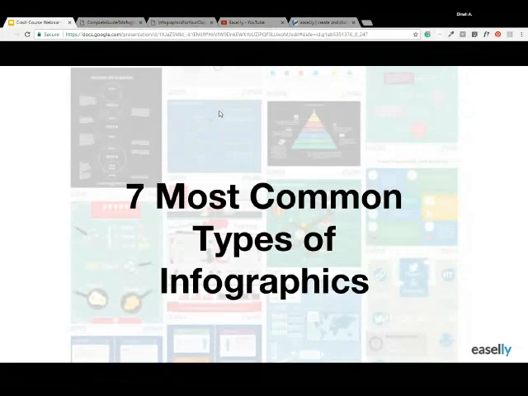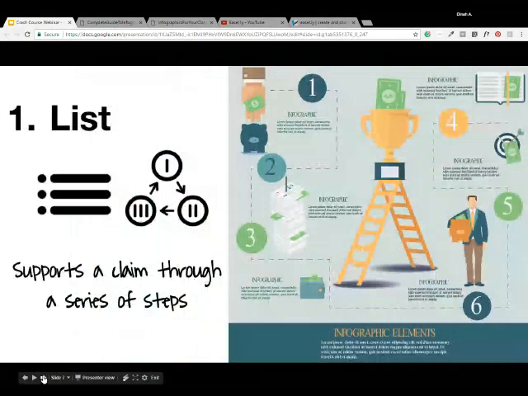So let's talk about the 7 most common types of infographics. And I like to cover this because I think it's really good for people to have an understanding of different types of ways that you can organize your content when you're looking to create an infographic. And a lot of the things seem very basic, but it really depends on what your overall goal is. And so the first one I always like to get started with, especially if you're just brand new to infographics and looking to create one, is the list.